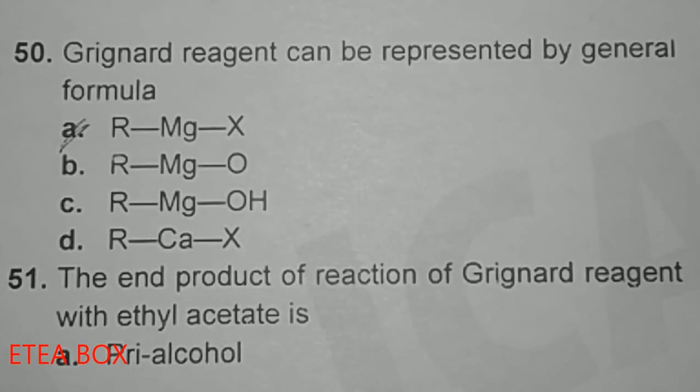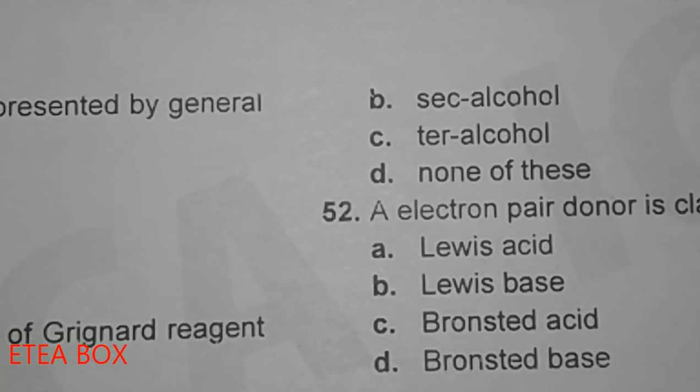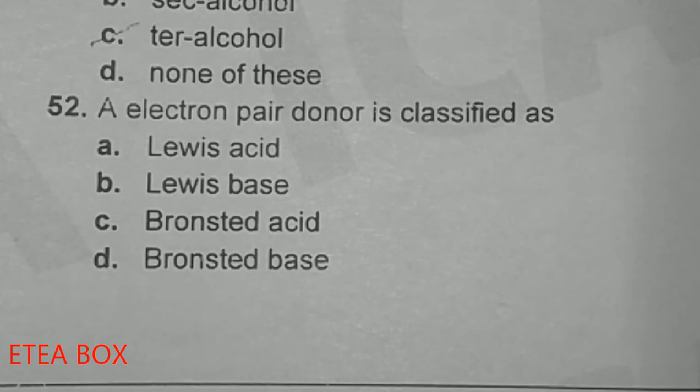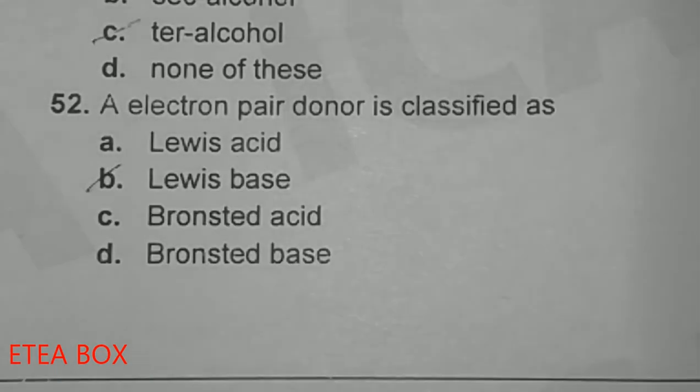The end product of the reaction of Grignard reagent with ethyl acetate. Now with ethyl formate it gives secondary alcohol, and with ethyl acetate it gives the tertiary alcohol. So look here, option C is correct. Electron pair donor is classified as Lewis base. In Lewis base we say that electron pair donor is Lewis base and electron pair acceptor is Lewis acid. So here option B is correct.